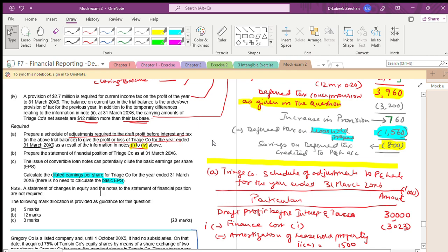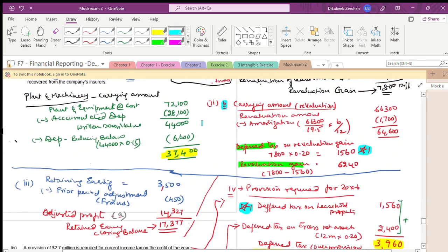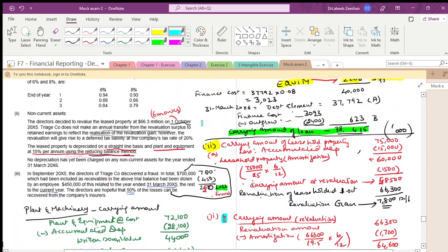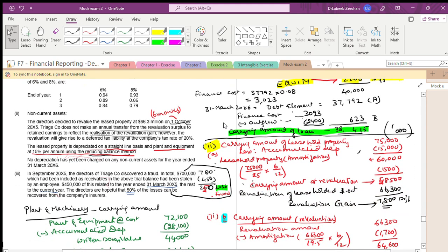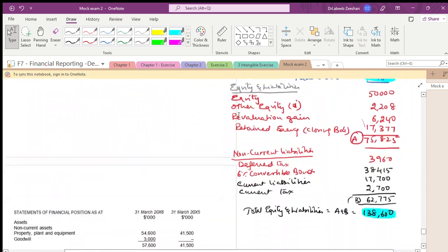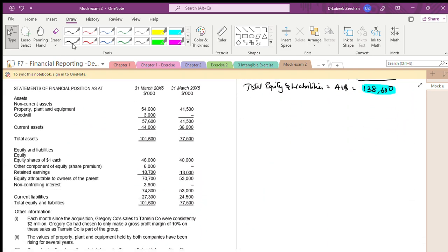How many maximum shares can they issue? What is the condition they have put? The condition is in the first one only. In the first, they say that 20 shares for each 100 of loan note. Just you have waited for so much, we'll complete this and finish it off.